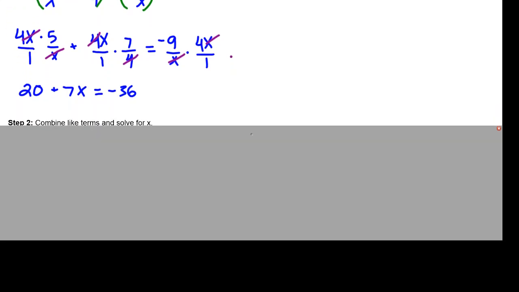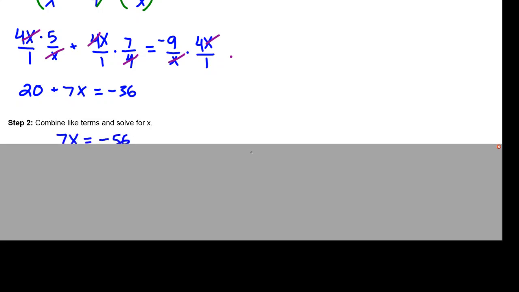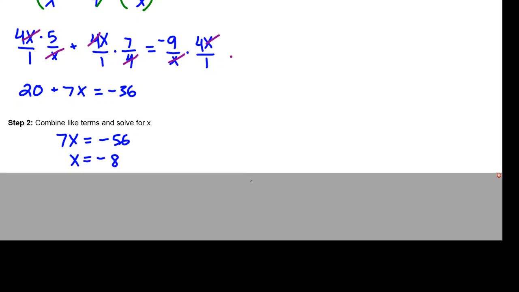Now we can do step 2, which is to combine like terms. Simplify, combine like terms, and then solve for x. To do that, we would subtract 20 from both sides. We would divide both sides by 7. And you would see that x is equal to negative 8. And that was our goal. We wanted to solve for x.